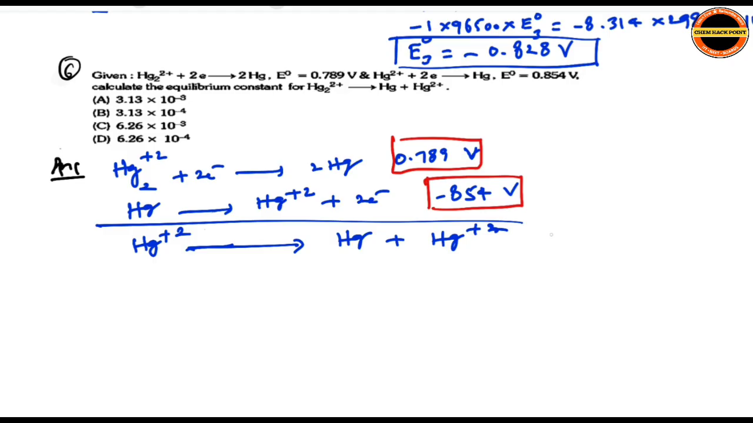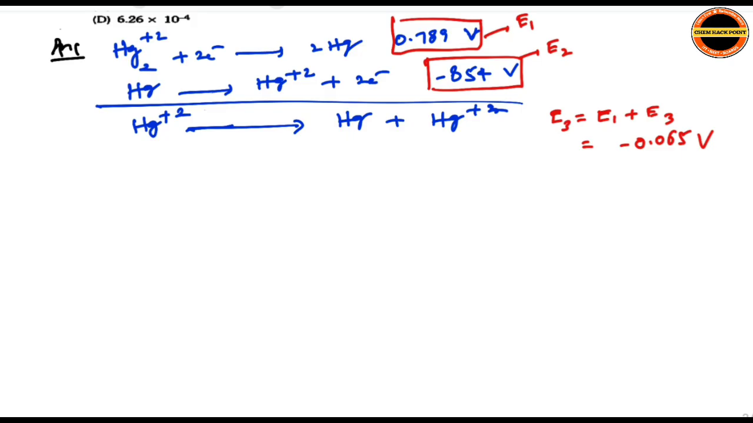then you will get the final E naught value, because it is a redox reaction. Redox reactions you can add, so E3 is equal to E1 plus E2. Overall here you get minus 0.065 volt. Now after this we need to find the equilibrium constant for the given equation.